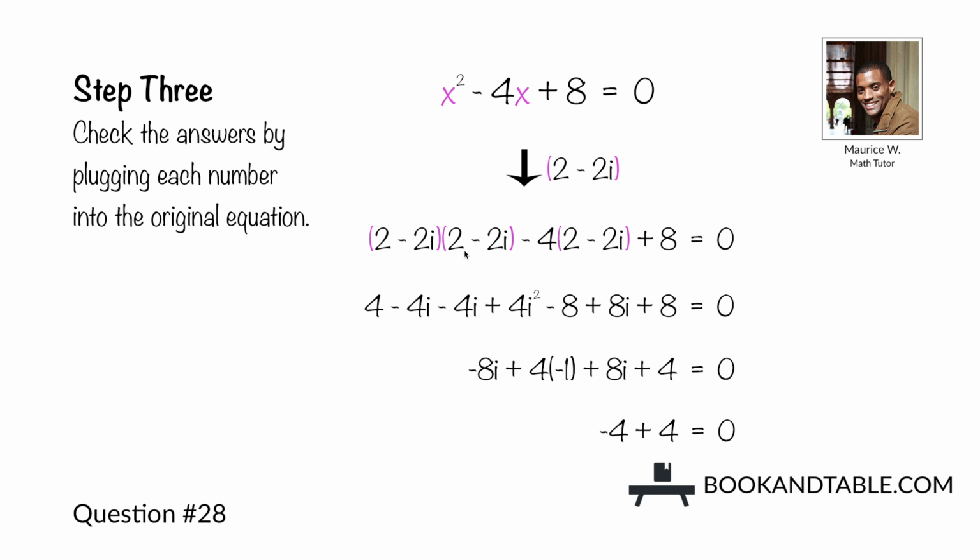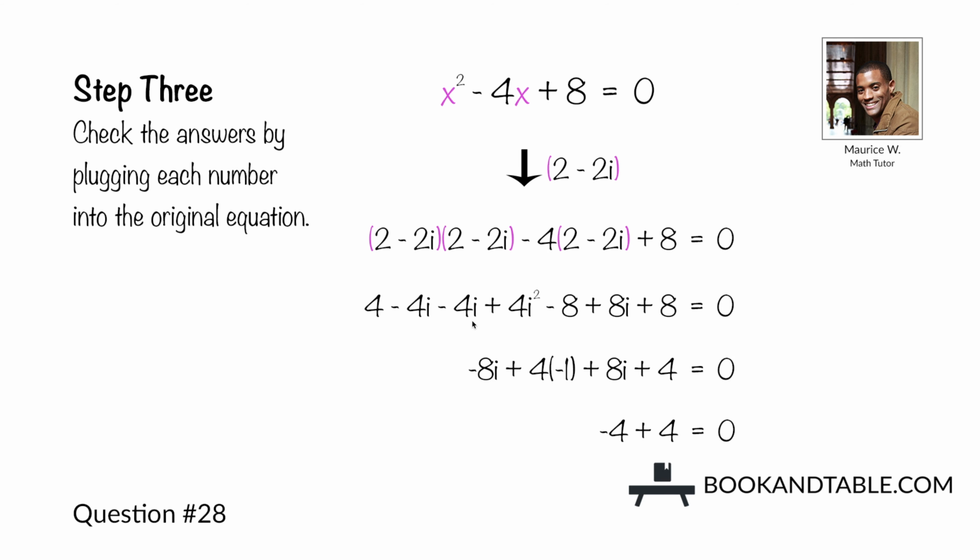2 times 2 is 4. 2 times negative 2i is negative 4i. Negative 2i times 2 is negative 4i. Negative 2i times negative 2i is positive 4i squared. Negative 4 times 2 is negative 8. Negative 4 times negative 2i is positive 8i. Plus 8 is equal to 0.